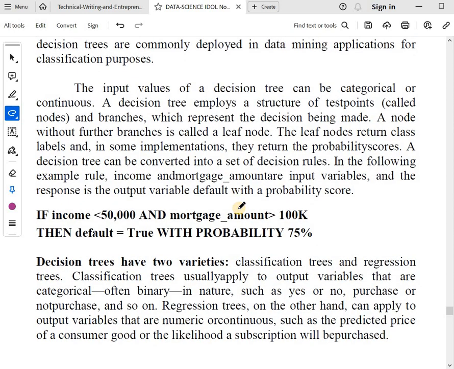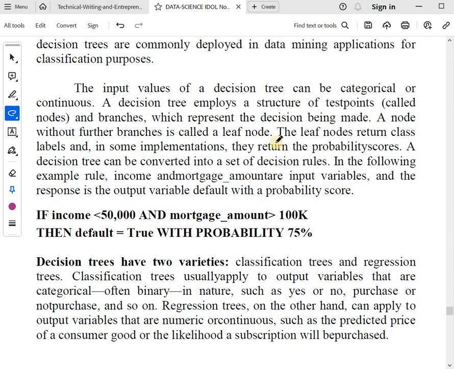Now, a node which does not have any further branches is called a leaf node. When you reach the leaf node, you actually get a class label, and it can return some probability scores. In short, when you reach a leaf node in the decision tree, you are getting the output of your decision tree.